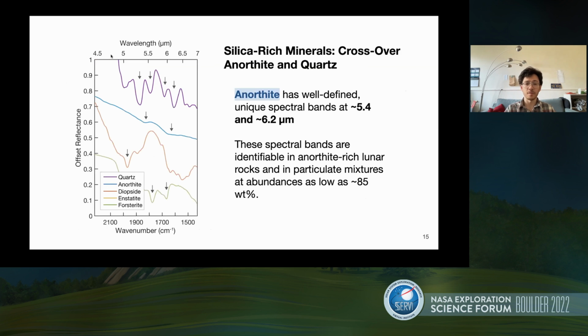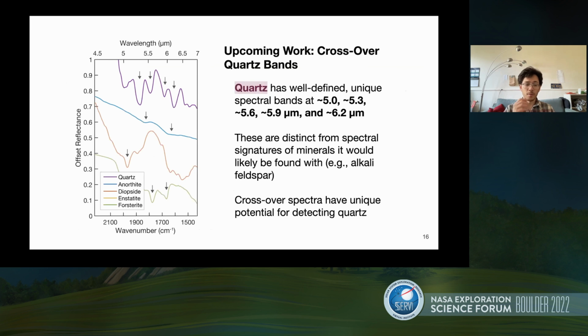Now, what about the felsic minerals? So anorthite has two subtle but unique bands at 5.4 and 6.2 microns. I have identified these spectral bands in anorthite-rich lunar rocks and in particulate mixtures at abundances as low as 85 weight percent. Now, the really exciting new development is quartz.